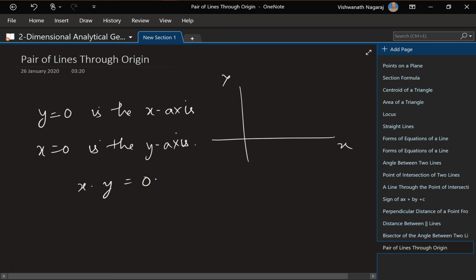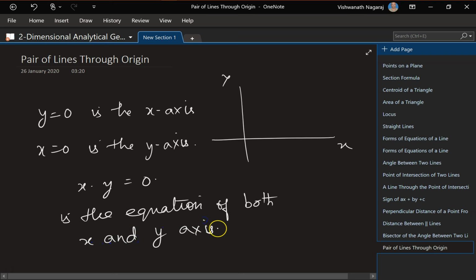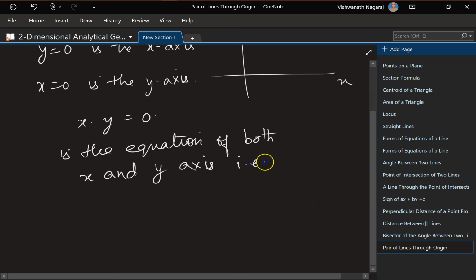Now in our high school algebra we have seen that x equal to 0 or y equal to 0 can be combined together into x times y equal to 0. So this x times y equal to 0 is the equation of both the x and y axes, that is two lines. So we have one equation for two lines.